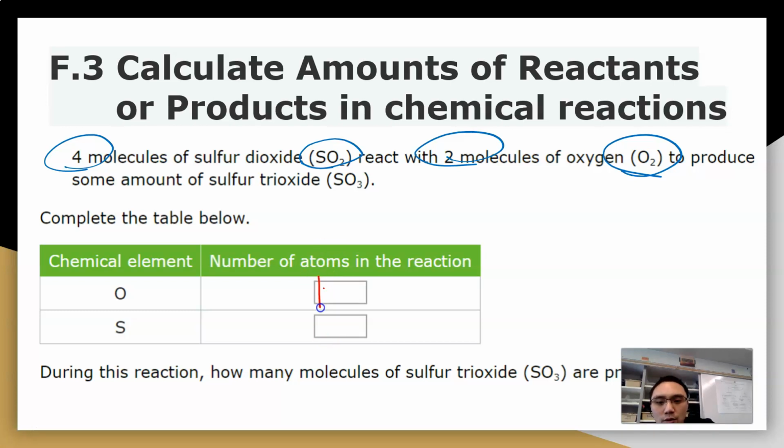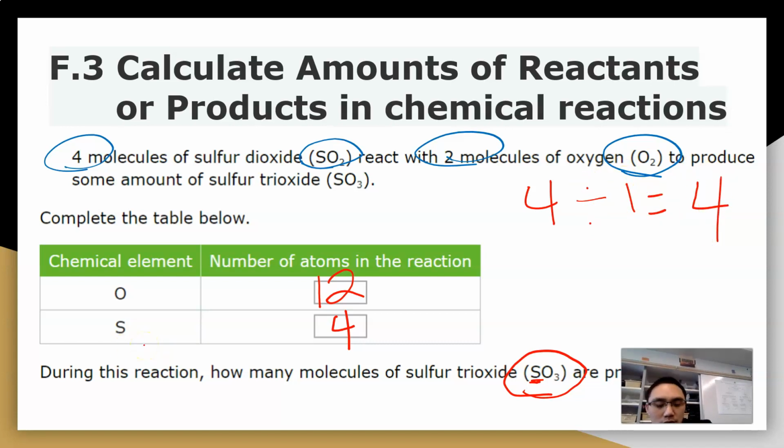Okay, now going back to the previous slide here, for oxygen, we said we have a total of 12 atoms, so we're going to write 12 there. And for sulfur, we said we had 4, so we're going to write 4 there. Okay, and in terms of how many molecules of sulfur trioxide we can make, once again, you take the atoms of sulfur you have, which is 4, divided by the number of atoms you need to make the sulfur trioxide, which is just 1. So 4 divided by 1 is equal to 4. So your answer to that question, how many molecules you can make, would be a total of 4. Okay, so hopefully you guys got that part there.